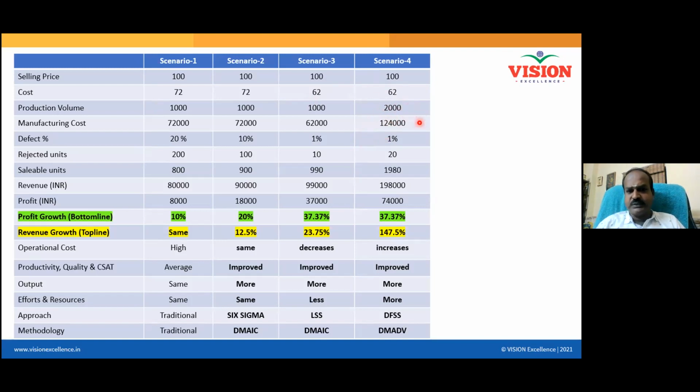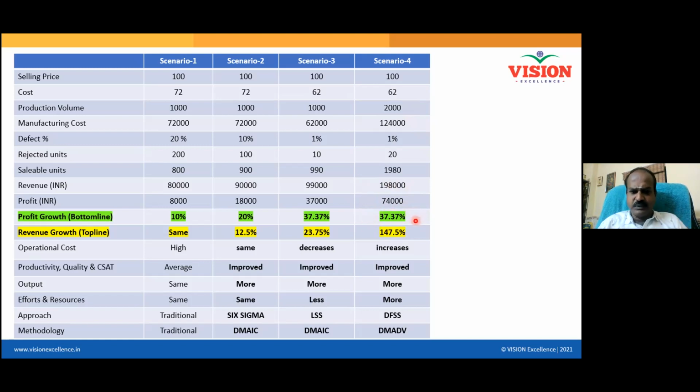Now what will be the manufacturing cost? 1,24,000. And let us assume the defect rate continues at the same 1%. So the rejected units will be 20, and so the saleable units are 1,980. As a result, the total revenue is 1,98,000. And then what will be the profit now? Profit is always the difference between what you get and what you spend. And as a result, the profit is 74,000.